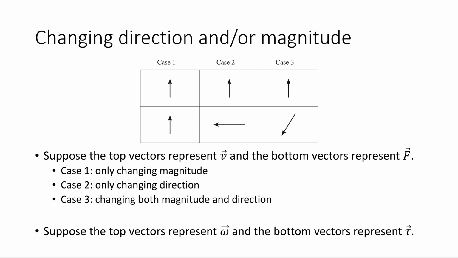What would happen if instead the top vectors represented the angular velocity and the bottom vectors represented the torque? Well, exactly the same thing. In case one, the torque is in the same direction as the angular velocity, so the angular acceleration and the angular velocity are in the same direction, and this object is speeding up its rotational motion. In case two, the angular acceleration is perpendicular to the angular velocity, so the rate of rotation isn't changing, but the direction of rotation is changing. And in case three, both the direction and the magnitude of the angular velocity are changing.